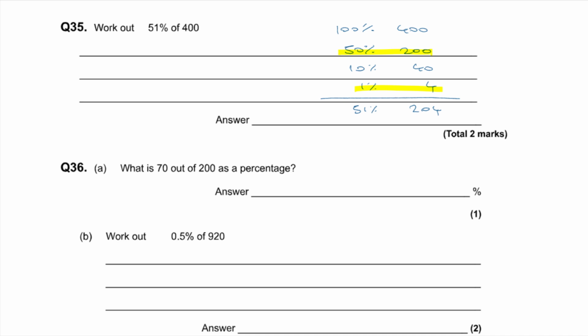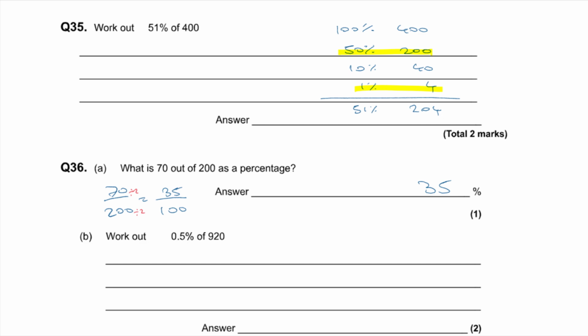What is 70 out of 200 as a percentage? Well, 70 over 200 as a fraction is that. If I can get it as a fraction over 100, which I should be able to do by dividing top and bottom by 2, because 200 divided by 2 is 100, and 70 divided by 2 is 35. That's 35 out of 100, and that's the same thing as 35%.